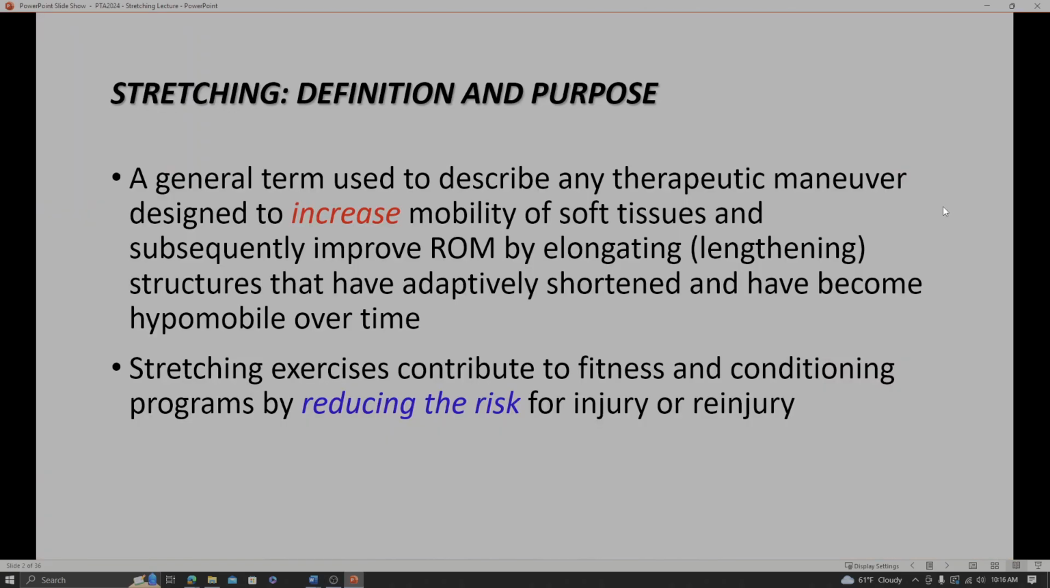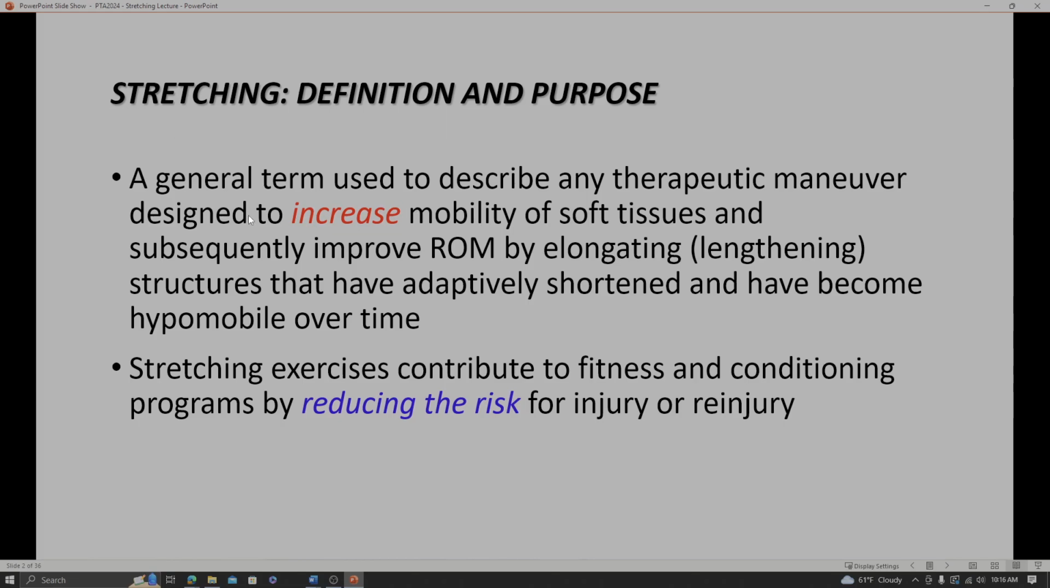So that's one distinction you'll make too: sometimes you're stretching for performance, right? But most of the stretching that we're going to do is going to be associated with some degree of impairment or pathology. So let's go ahead and take a look here.